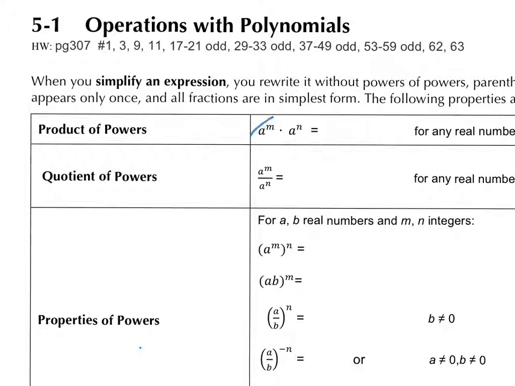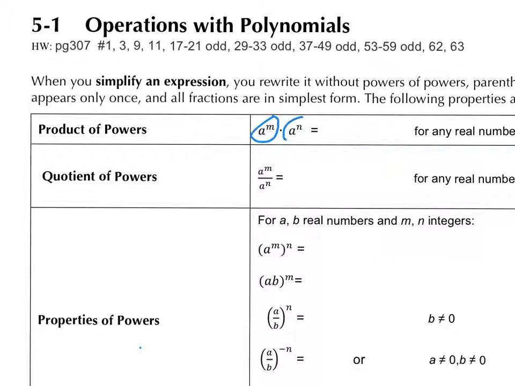So right here, m is the exponent, a is the base. A base is something that has an exponent above it. So m is the exponent, a is the base. Together they make a power. So a to the m is a power.